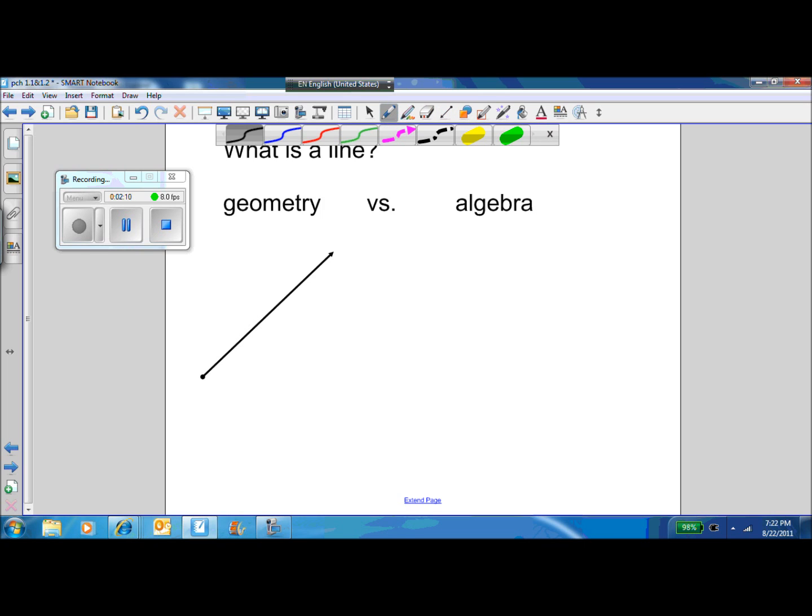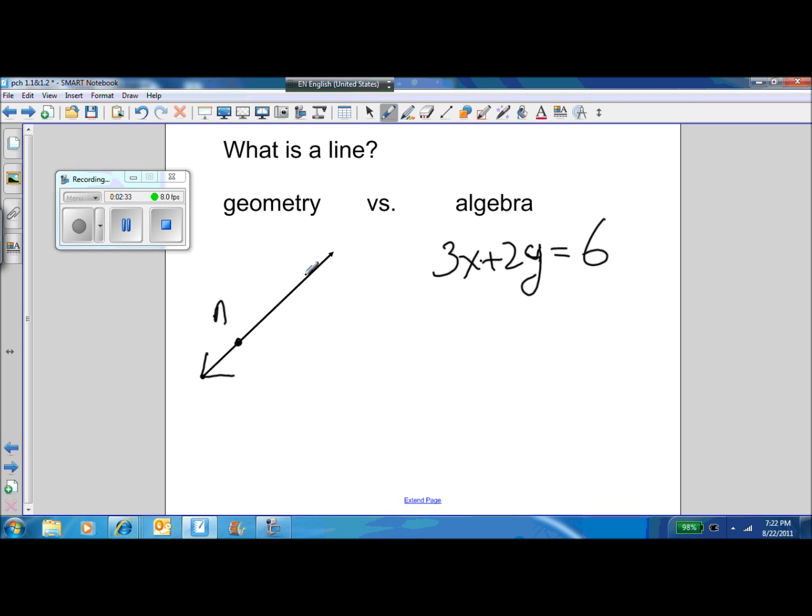In algebra, when we think of a line, we think of the equation for the line. Like 3x plus 2y equals 6. Which do you think of as a line more? Geometric definition or the algebraic definition? Well, turns out they both can be used to define a line. In geometry, you'd almost say 2 points on the line, and you'd use that little symbol, AB, with a line symbol over it. Say line AB. Here in algebra, you can represent a line with an equation, 3x plus 2y equals 6.